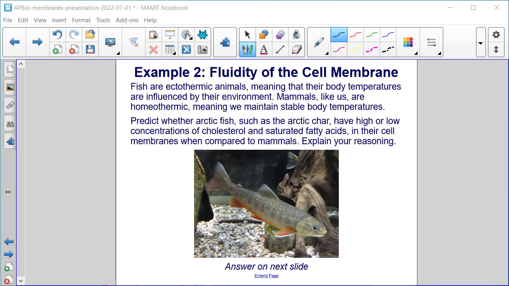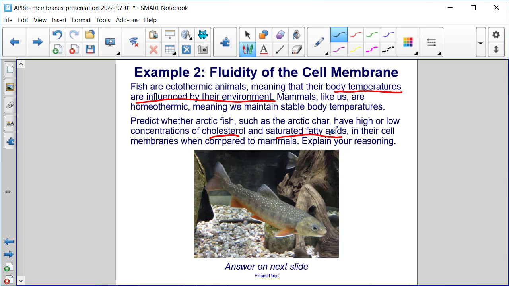Example 2, fluidity of cell membrane. Fish are ectothermic animals, meaning that their body temperatures are influenced by their environments. Mammals like us are homeothermic, which means we maintain stable body temperatures. Predict whether Arctic fish, such as the Arctic char shown in the image, have high or low concentrations of cholesterol and saturated fatty acids in their cell membranes when compared to mammals.